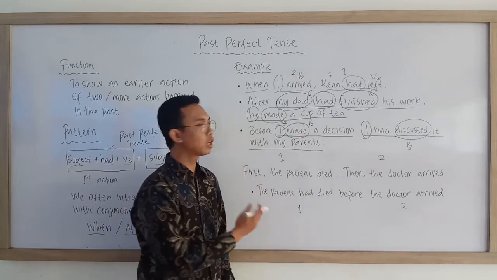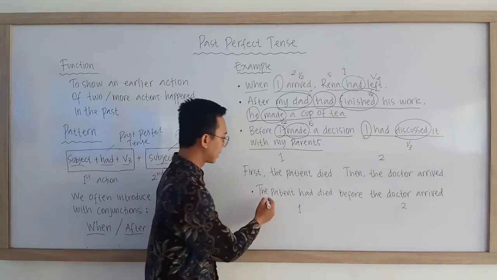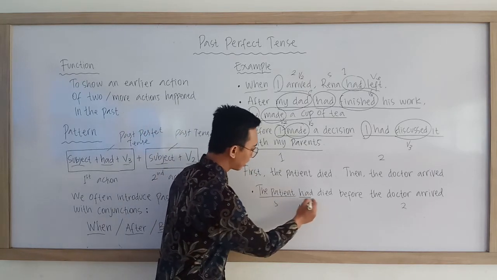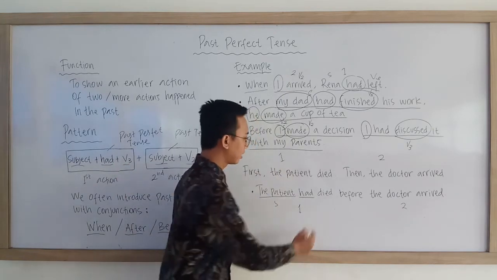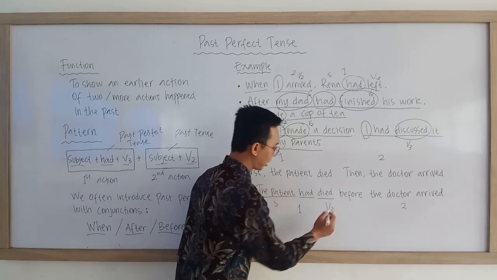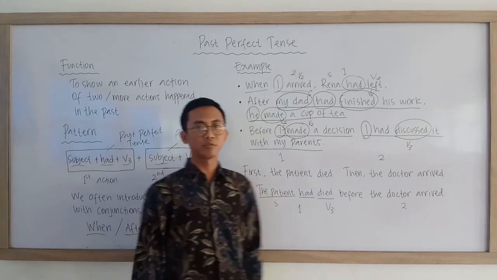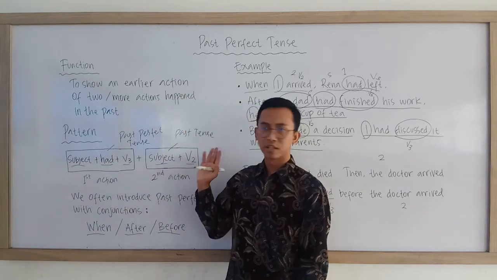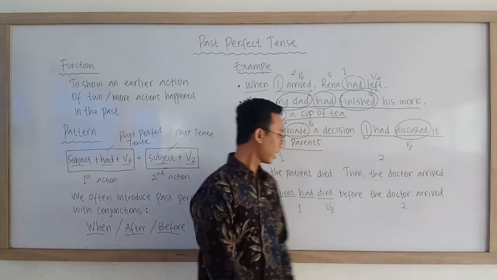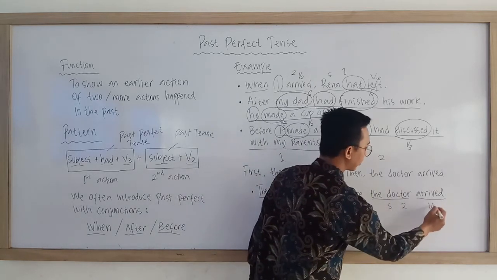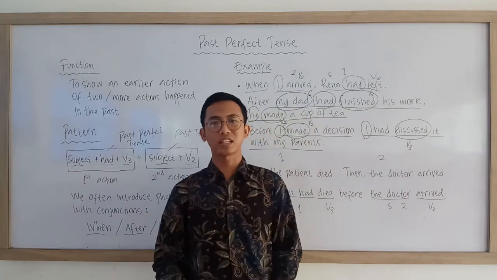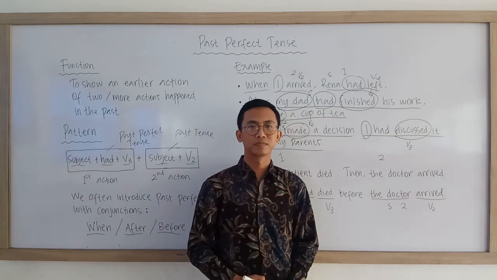This is your first action, this is the second action. The first action uses past perfect tense. This is the subject. We need to use had, and it must be followed by verb 3. How about the second action? Using past tense. This is the subject, and arrived is verb 2 that indicates past tense.